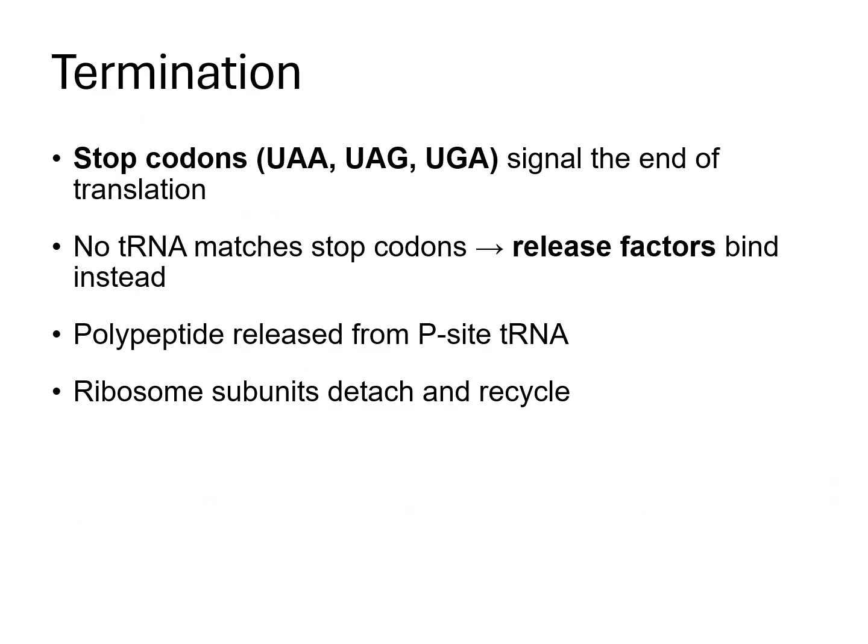So when the ribosome reaches a stop codon, either UAG, UAA, or UGA, this will signal the end of translation because no transfer RNA can bind. Instead, release factors will attach to that A site, causing the completed polypeptide to be released. The ribosome subunits then detach and can be used for another round of translation.